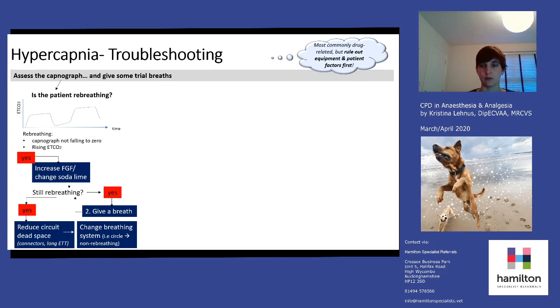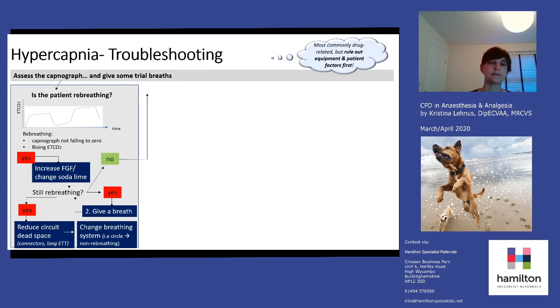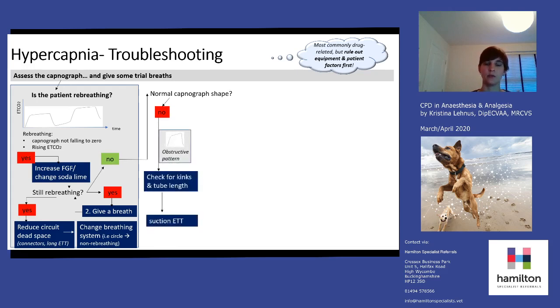If the animal still has problems, then it might be that you have to change the breathing system because the respiratory resistance, particularly to inspiration on small animals, is too great and is causing rebreathing that way. It's suppressing the ability to generate a big enough tidal volume. If you then successfully stop rebreathing, you now assess your capnograph shape. So if your capnograph is not normal, often what you'll see is an obstructive pattern, which is basically the sawtooth where the alveolar plateau phase of the capnogram keeps rising, and it rises quite sharply.